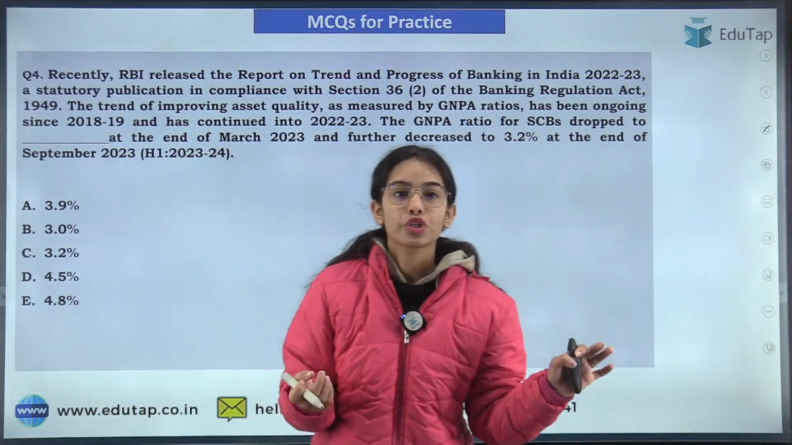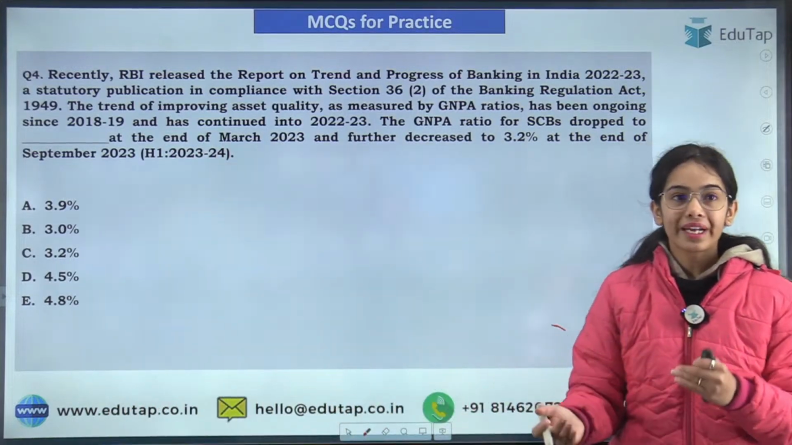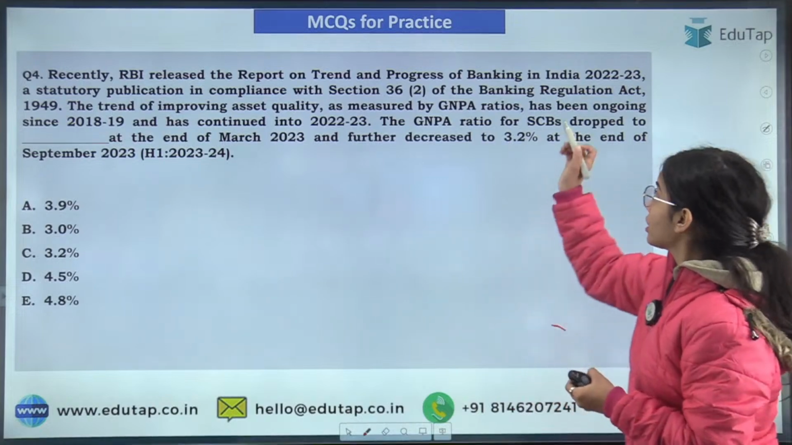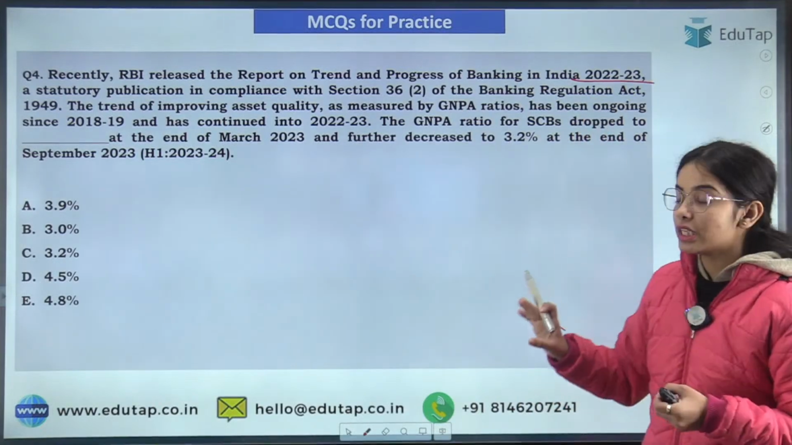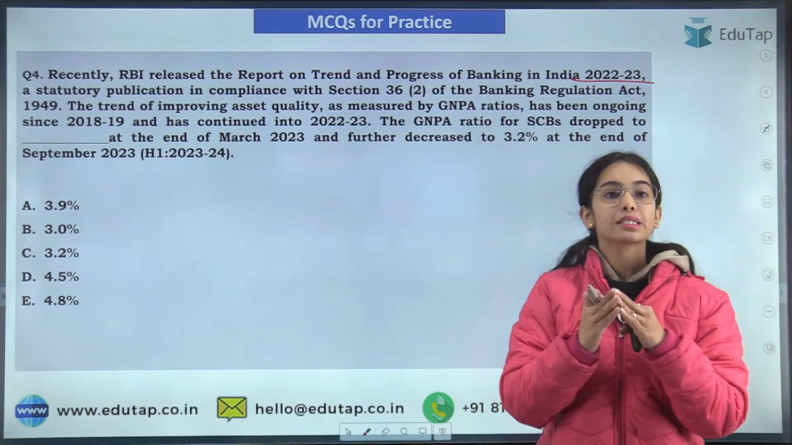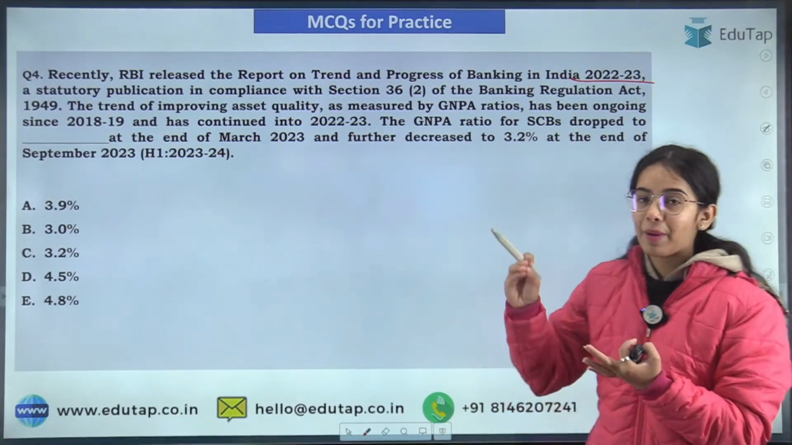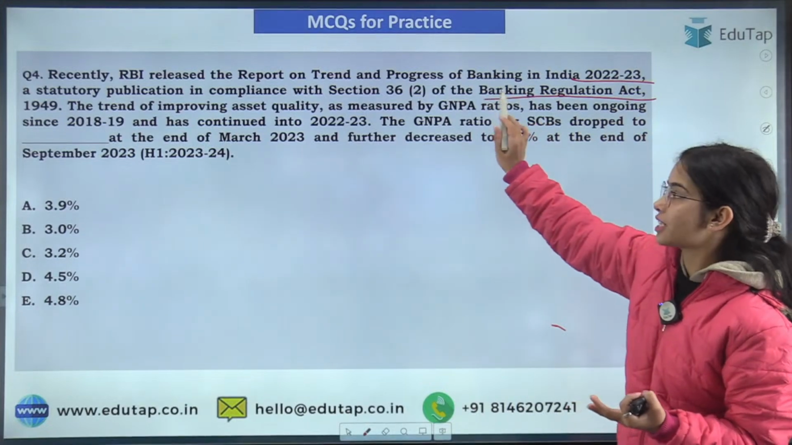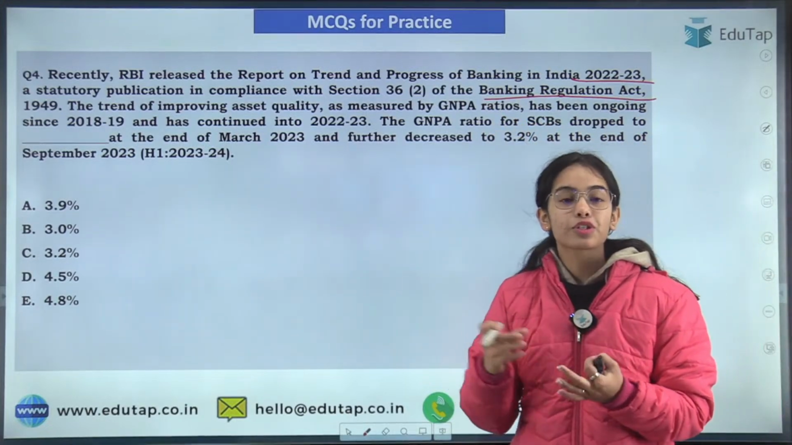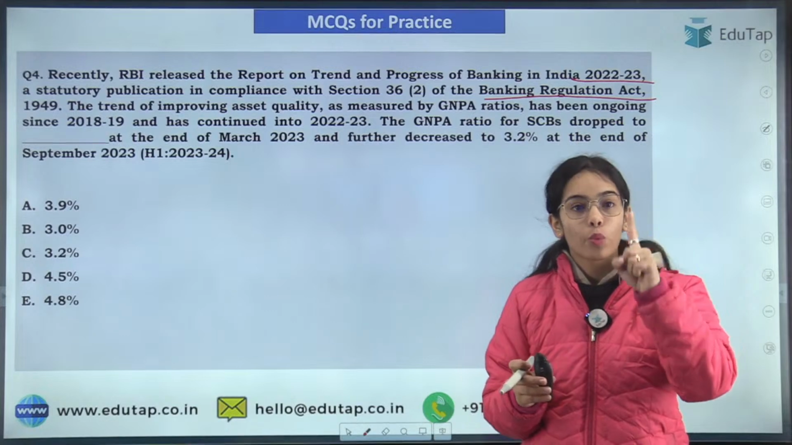Now coming to the next question, regarding the Report on Trend and Progress of Banking in India 2022-23. This is the statutory publication. This is a publication that is required by the Banking Regulation Act. So this is a statutory publication that is released once a year.